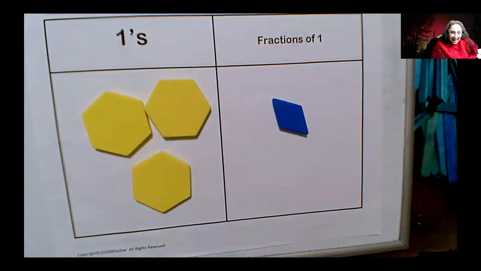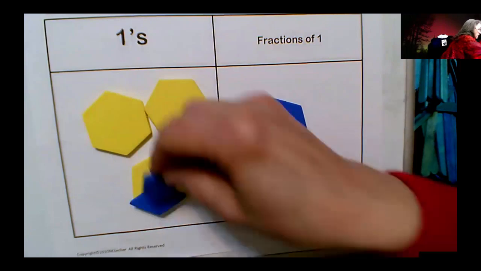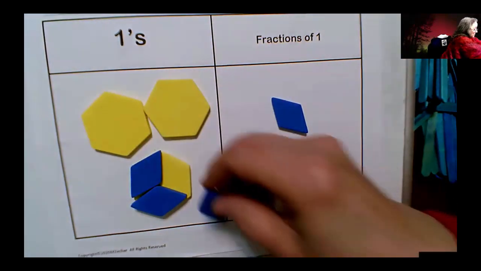Now, this is exactly replicating what we do with whole number subtraction. This is teaching from known to new. So I have to decompose one of those ones into thirds.